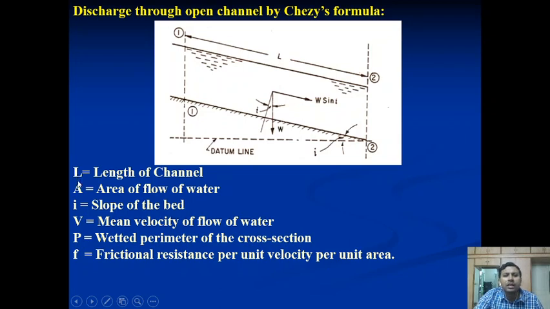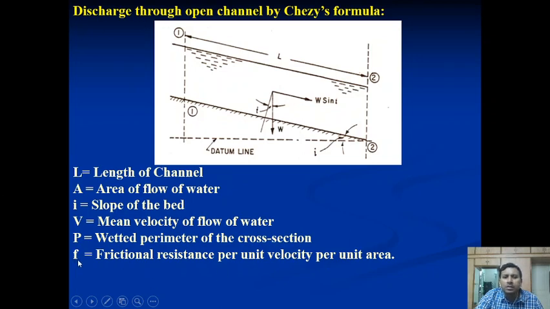So we consider L as the length of the channel, A as the total cross-section area of the channel, I as the slope of the channel, and V as the velocity of the flow from one section to the other. We also consider the parameter where the water is in contact with the surface. For example, a rectangular channel consists of three sides: one is the bottom bed of the channel and the other two are the abutments, right? When we pass water through the rectangular channel, the water is in contact with the bed and the two abutments. So we say the wetted perimeter of the channel is the two side abutments plus the bed of the channel. These are the parameters we consider in the equations.